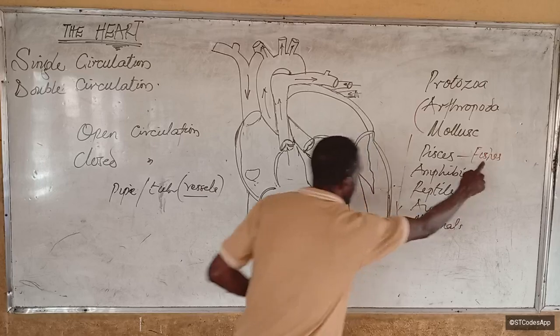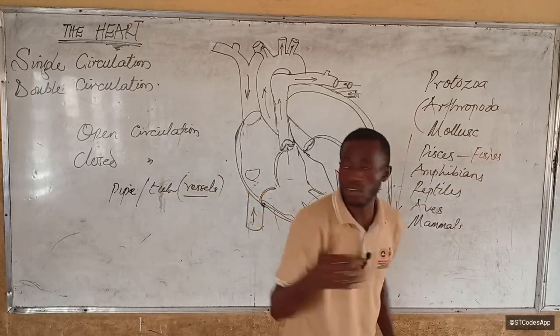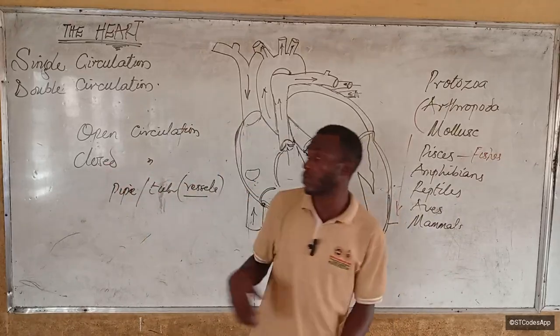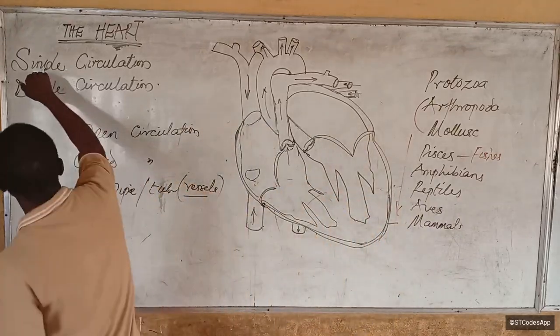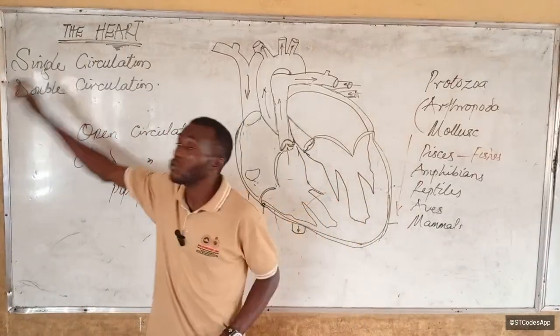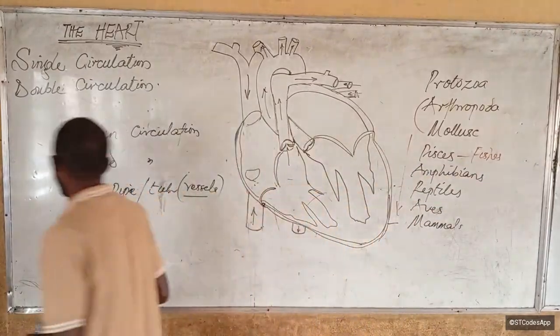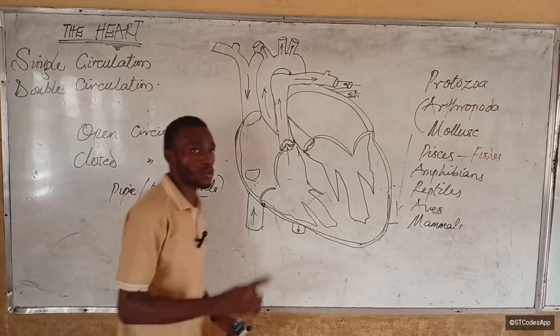Now, we see in species the first type of closed circulation, and that is the single circulation and the double circulation. That will be the major focus today. Single circulation is what we see in the fish because it forms only one loop. It forms only one loop.